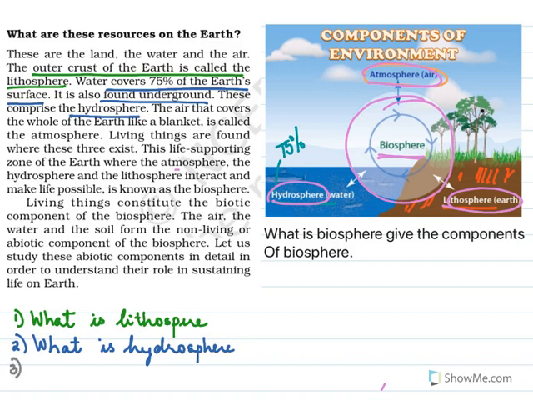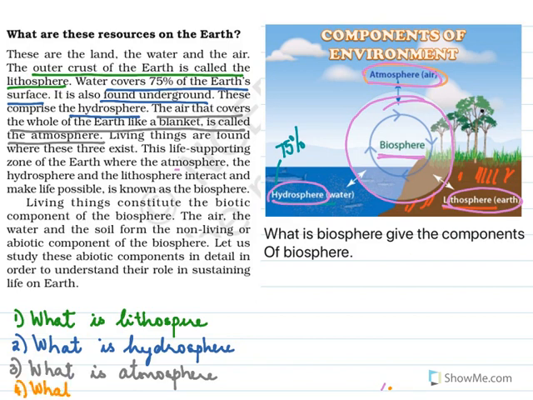Then the third is, what is the atmosphere? The air that covers the whole of the earth like a blanket is called the atmosphere. And the last question is, what is the biosphere? I'll write it out here, the fourth one. What is, or define, the biosphere? Where do we find the biosphere?